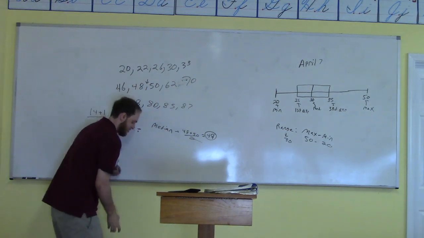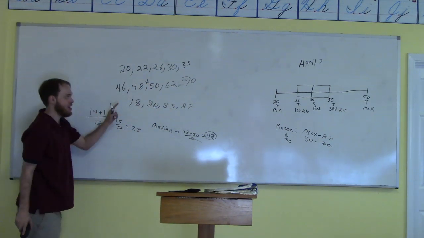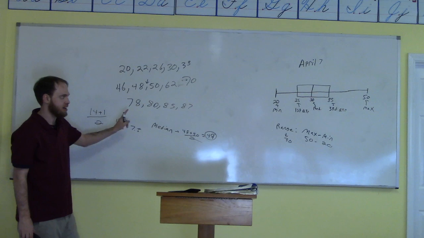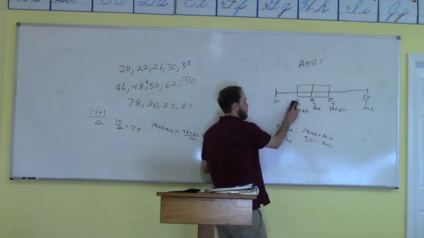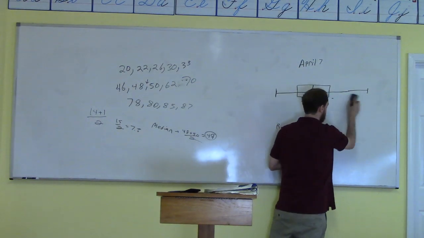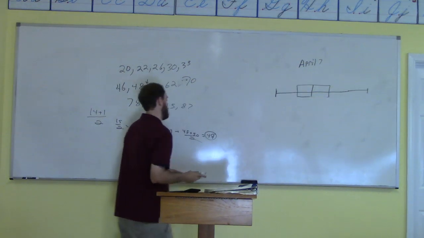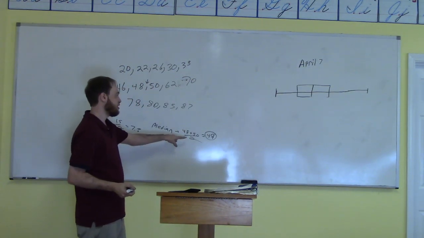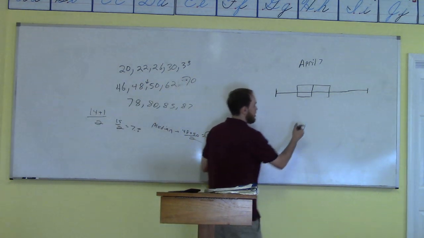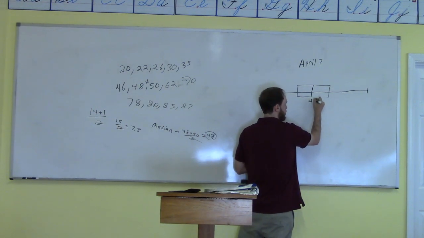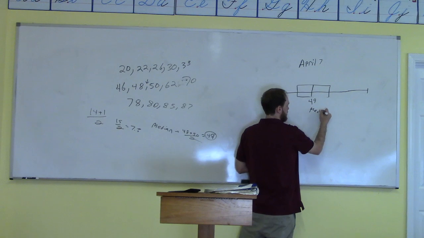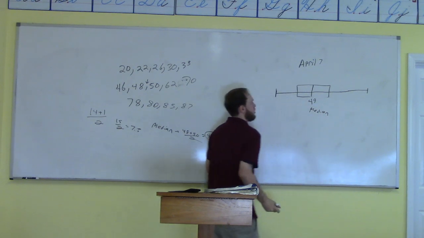And so basically what I'm going to do is create the box and whisker plot for this data over here. And so I'm going to erase this, and I'm going to construct a box and whisker plot. So my median is 49. So I know my median right here is 49. So that's my median. Okay?